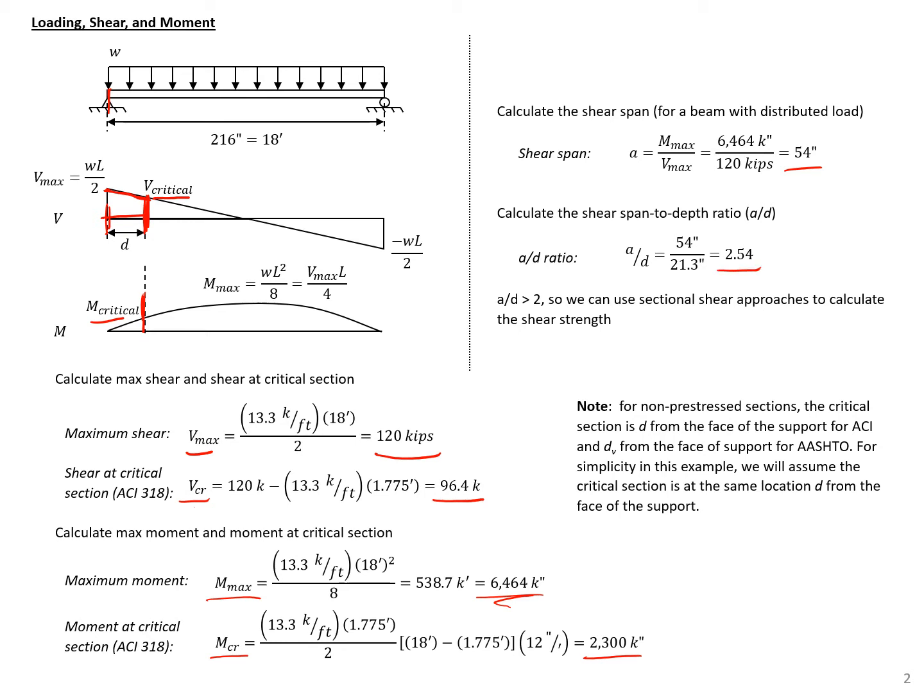We can see that this is greater than 2, so we can use our normal sectional shear approaches. If we had a shear span to depth ratio less than 2, then we need to consider this as a deep beam member, and we can use the strut and tie method in that case.